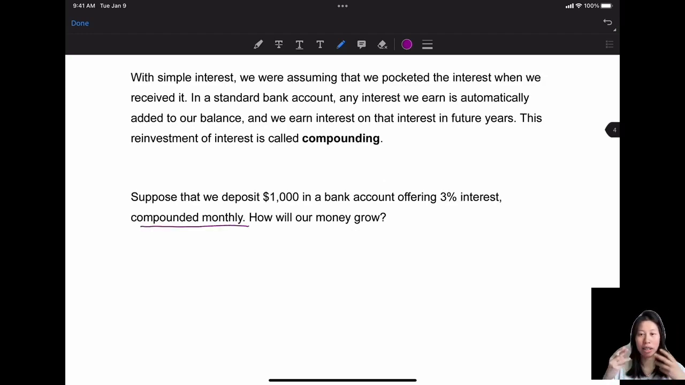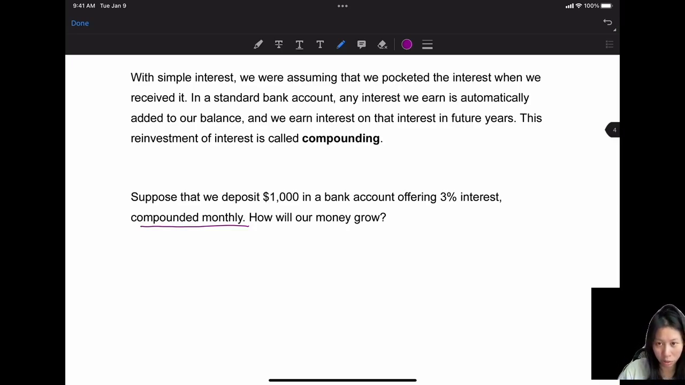That means each month you're going to receive the interest, and the interest that you receive is put back into your account and becomes your new principal. So that means your principal is getting bigger and bigger. Now let's take a look.